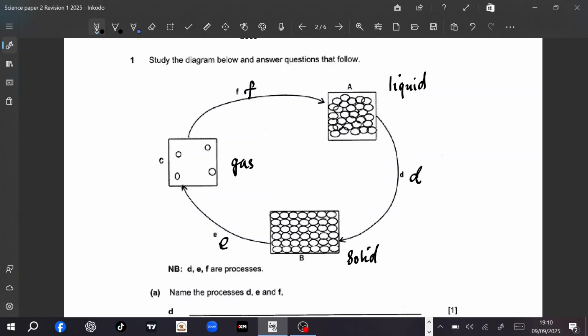Like a gas can change into liquid if a gas is cooled. When you cool, you remove heat from the gas. And when you remove heat from the gas, what happens to the movement? They slow down. The energy is removed. And when they slow, what happens to the forces of attraction? The forces of attraction increase. And particles stop moving very fast and far from each other. And this gas becomes liquid. And that process from gas to liquid, we call it what? We call it condensation.